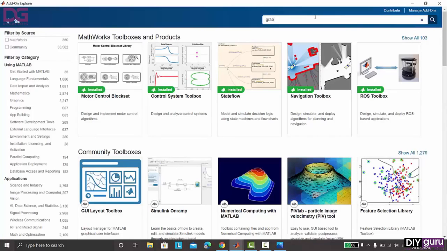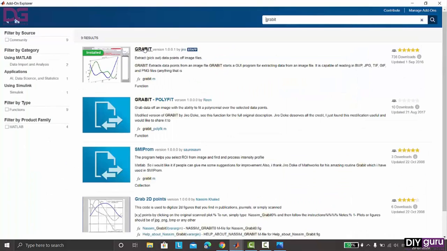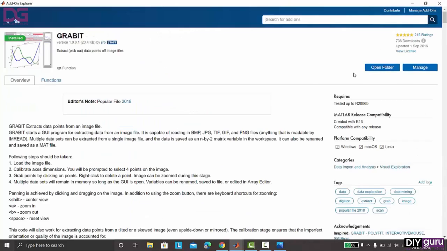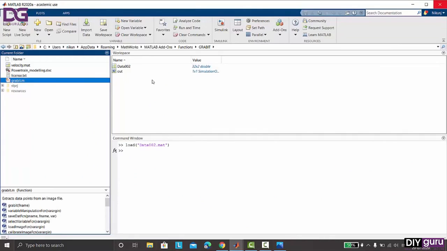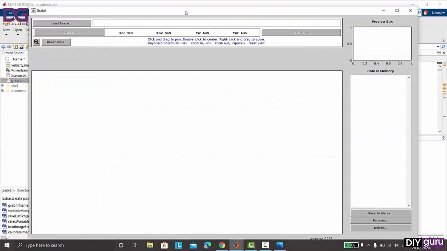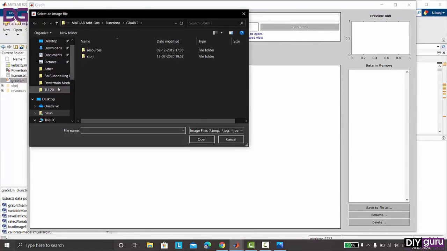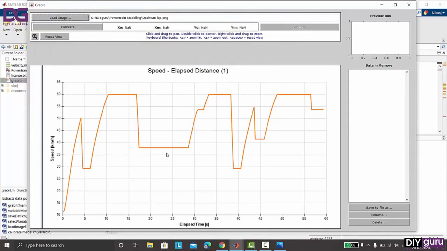For this, click on the add-on button, search for GrabIt and open the first one. I have already installed this, so I will open the folder, click on grabit.m and run that file. One window will open and you can load the image. This is the graph which we have obtained from our Optimum Lab.